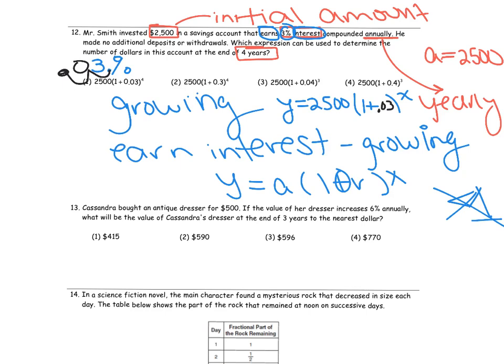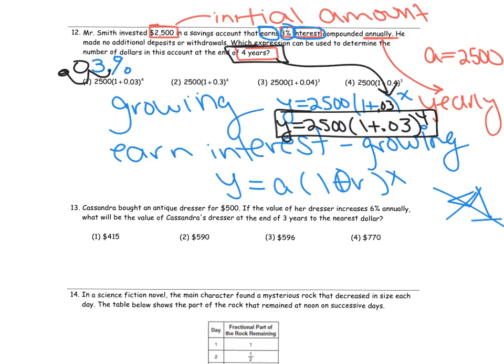Now, it wants to know after 4 years. So what does X actually represent? 4. So there's my final equation. 1 plus 0.03 to the 4th. And the only answer choice that is the same as is answer choice 1. So this is the same as answer choice 1.